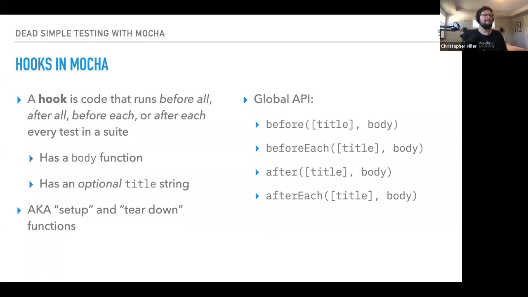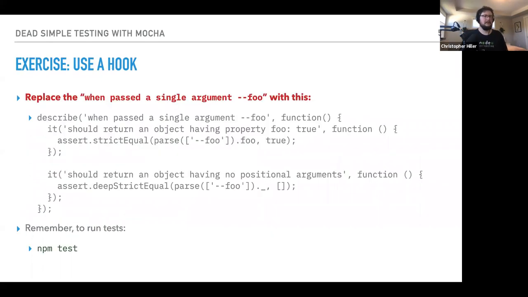That third suite, when passed a single argument foo, as I mentioned before, we're checking the value equals a thing, but when we described it, we only had a single property. So what I want to do is split the test in that suite into two tests. Our third suite, when passed a single argument foo, should have two functions in it, or two tests. And we're going to test two separate properties of the return value here.